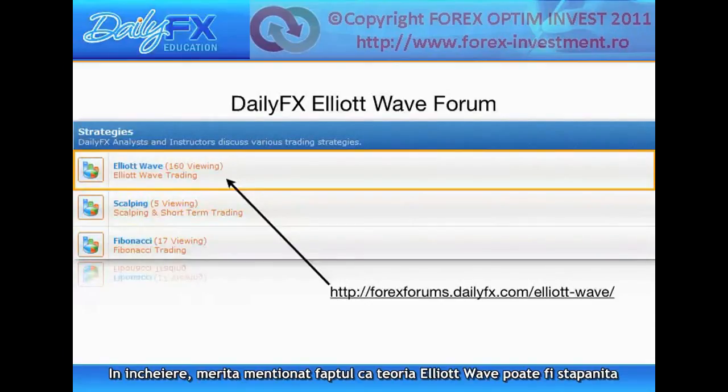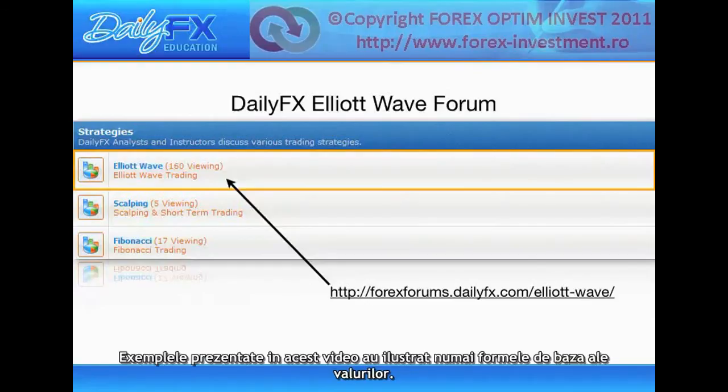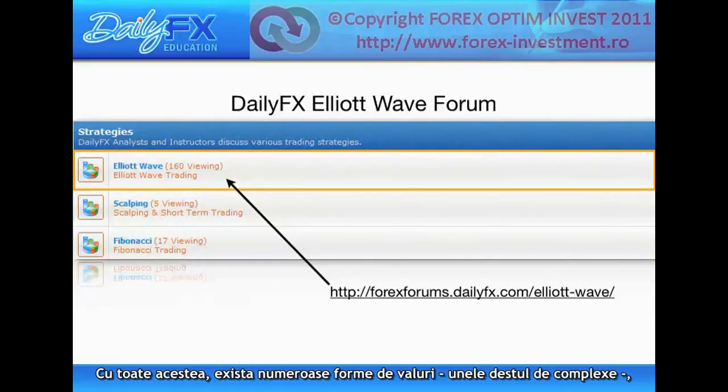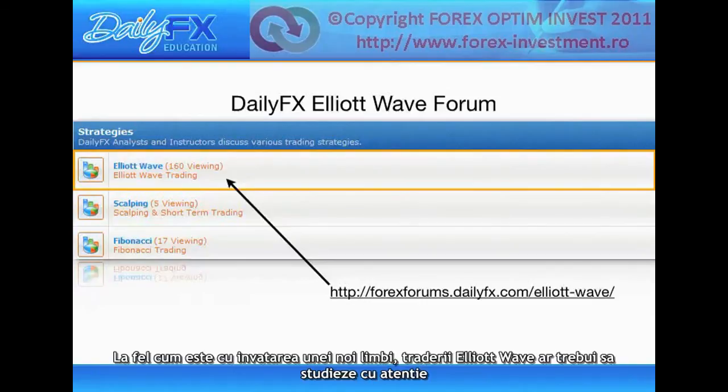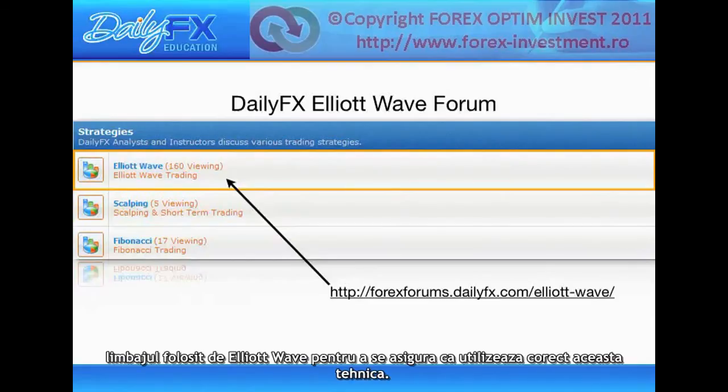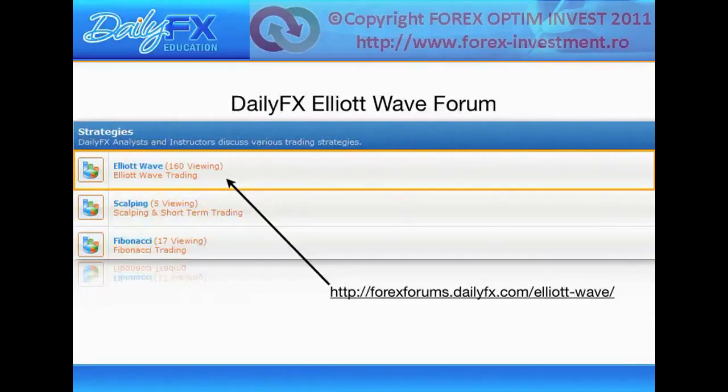In closing, it's worth noting that a large part of mastering Elliott wave theory is having an in-depth understanding of wave patterns. The examples that we worked with in this video only illustrated the most basic wave forms. However, there are many more waveforms, some quite complex, as well as a number of rules that can be applied to each type of waveform and to each individual wave itself. Just like learning a new language, Elliott wave traders should be careful to study the language of Elliott wave to make sure that they use the techniques properly.